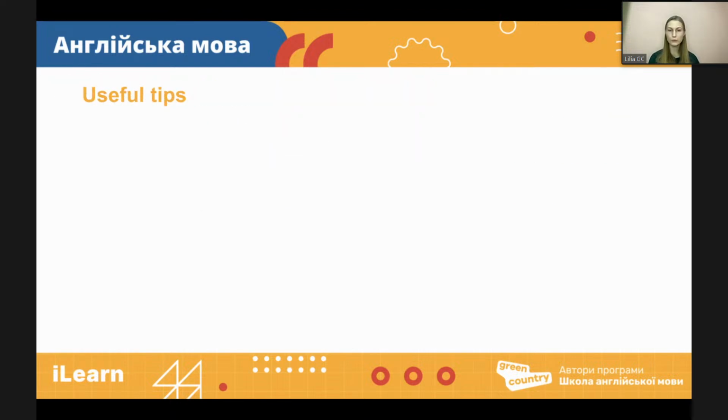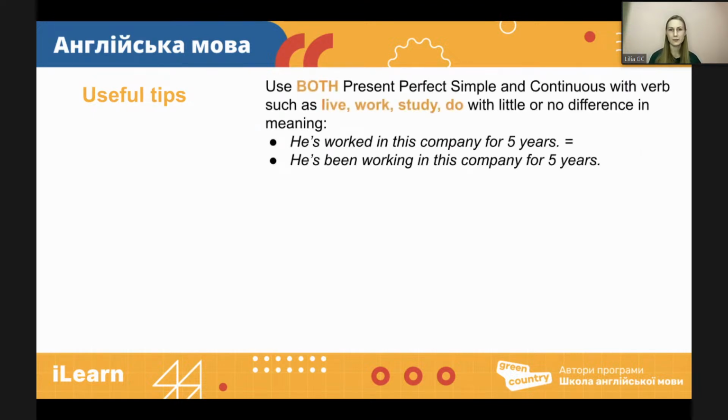And now we do one last task for today. It's about use of English. So, as we practiced a lot of grammar, use of English is meant to check your knowledge of grammar. Here are the tips. First of all, you should use both present perfect simple and continuous with words as live, work, study, and so on. No difference in meaning. So you can say he's worked in this company for 5 years or he's been working.